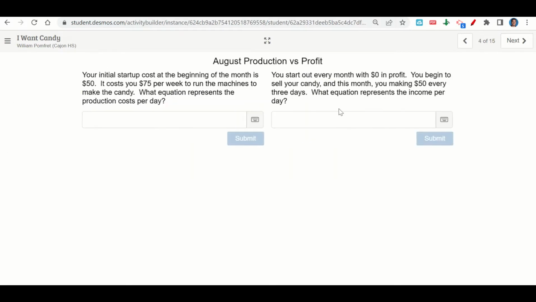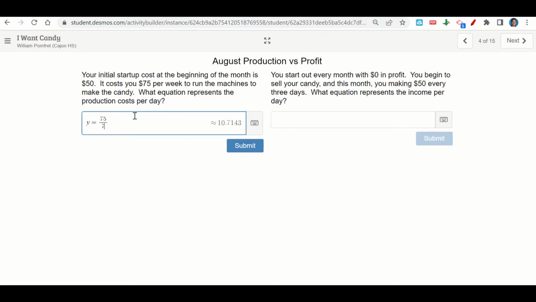So we'll go ahead and click Next. And we're going to look at August. It says our initial startup cost at the beginning of the month is $50. It costs us $75 per week to run the machines to make the candy. What equation represents the production cost per day? Well, we say y equals, that's the total cost, and it takes us $75 per week. Well, there's 7 days in a week, so it's 75 over 7x. And our initial costs were 50. We had to put that in from the beginning, so that's our first equation.